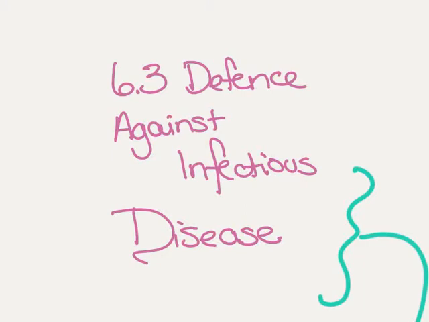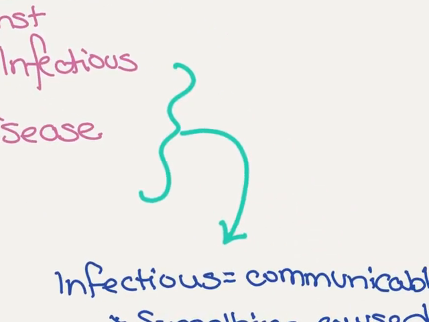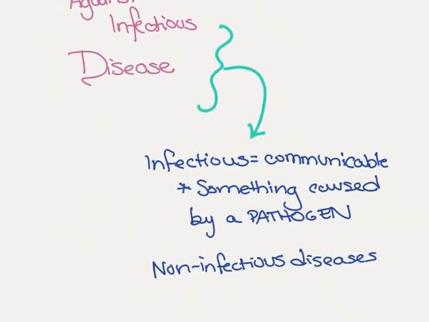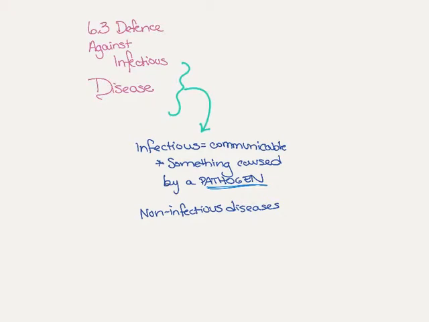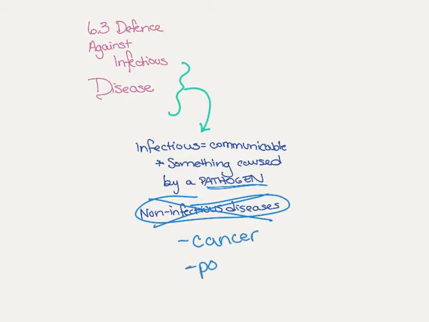So we're looking at chapter 6.3, Defense Against Infectious Disease. An important distinction that we need to make right here is that we are looking at infectious, meaning that it is coming from something communicable, something that can be shared, and therefore something which is caused by a pathogen. And we'll look at exactly what that definition is here in just a second, but we are not talking about non-infectious diseases. Anything that cannot be transmitted, for example, cancers or poisons, etc., are non-infectious because you're not passing them from one person to another.